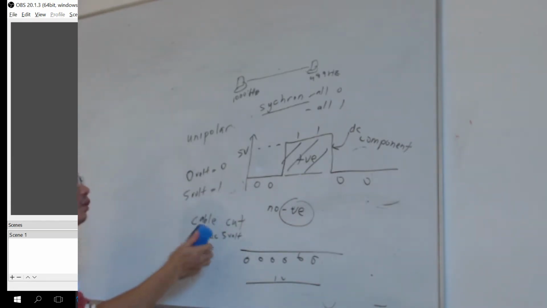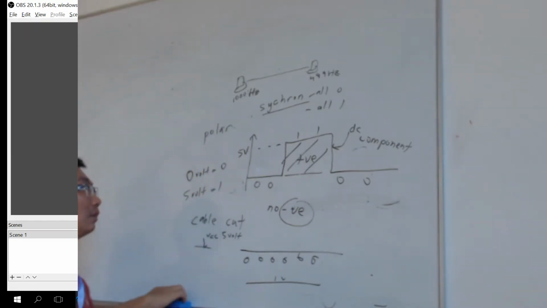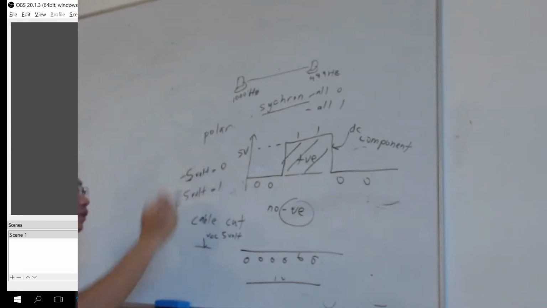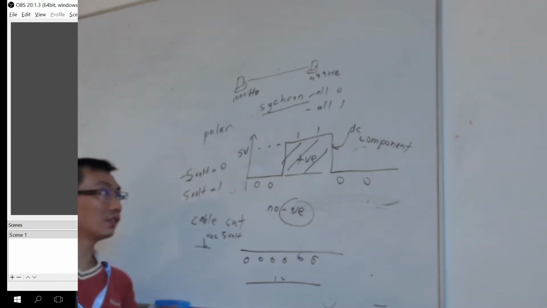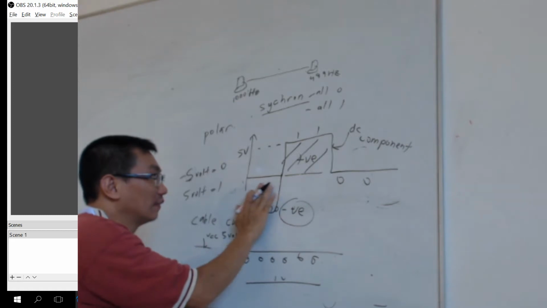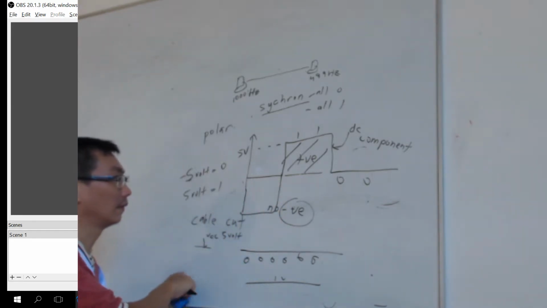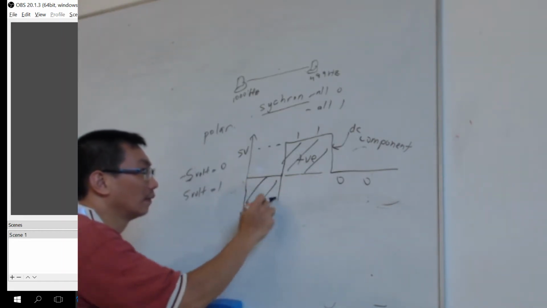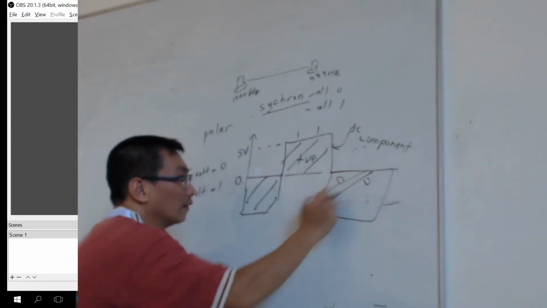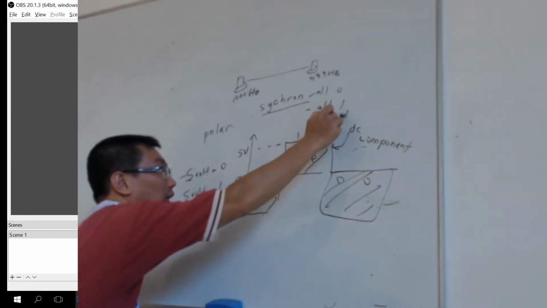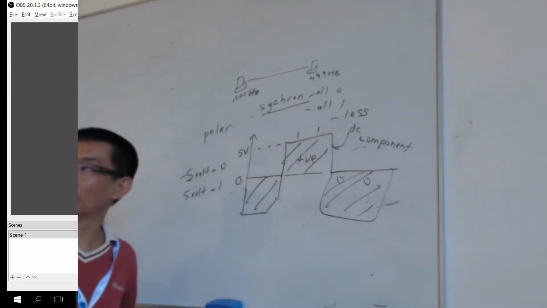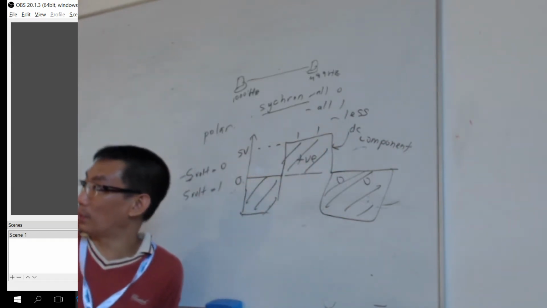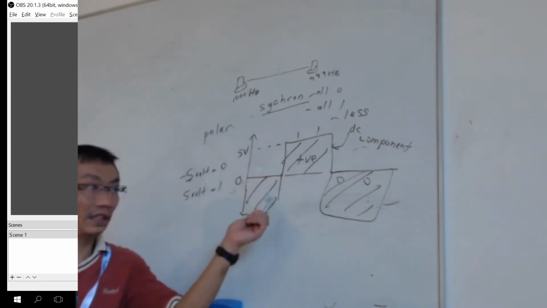Okay, to solve some of these problems, you have polar. Polar means that instead of this one, you put negative 5 volt. Negative 5 volt, so then you have it like this, correct? So you will have less DC component, correct? Because you have positive and you have negative.